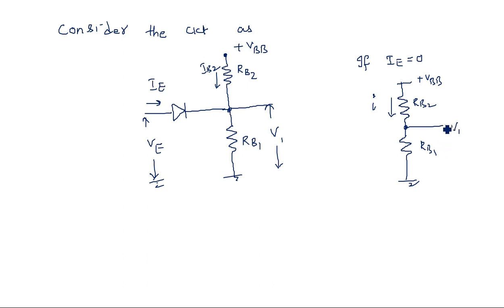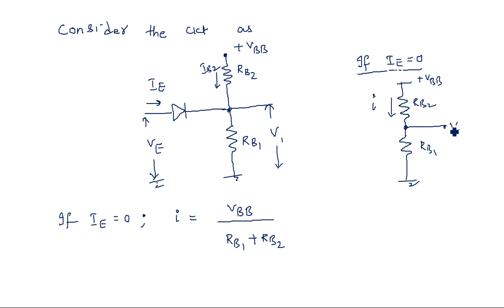Now can you write the expression for this I? If IE is equal to 0, what is the current flowing through these two resistors alone? The current I is equal to the total voltage VBB divided by the total resistance in that path, RB1 plus RB2. So I is equal to VBB by RB1 plus RB2. That is the expression for I.